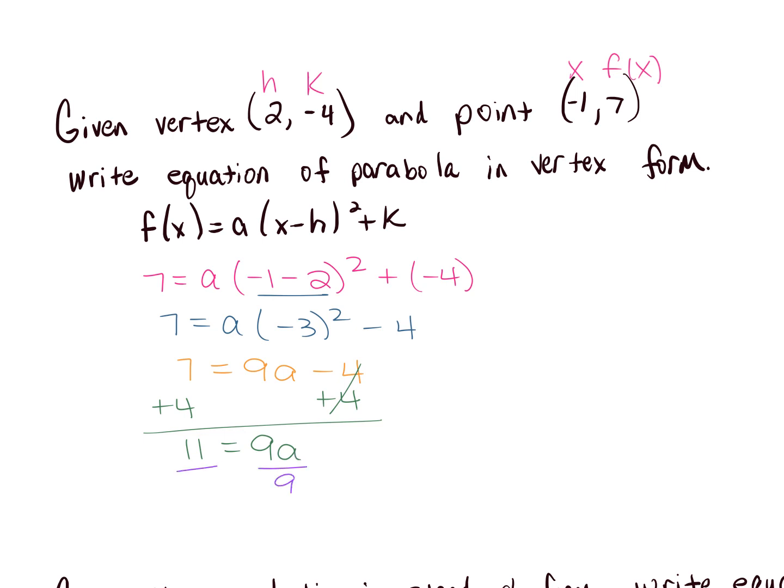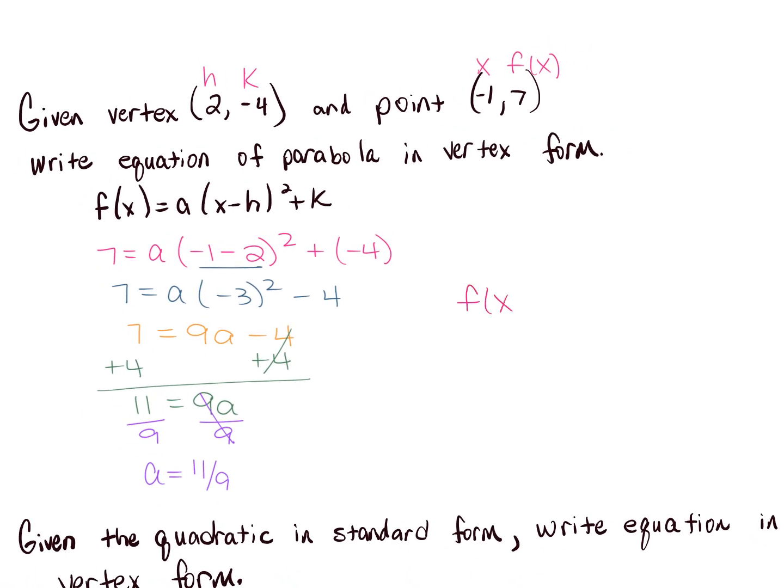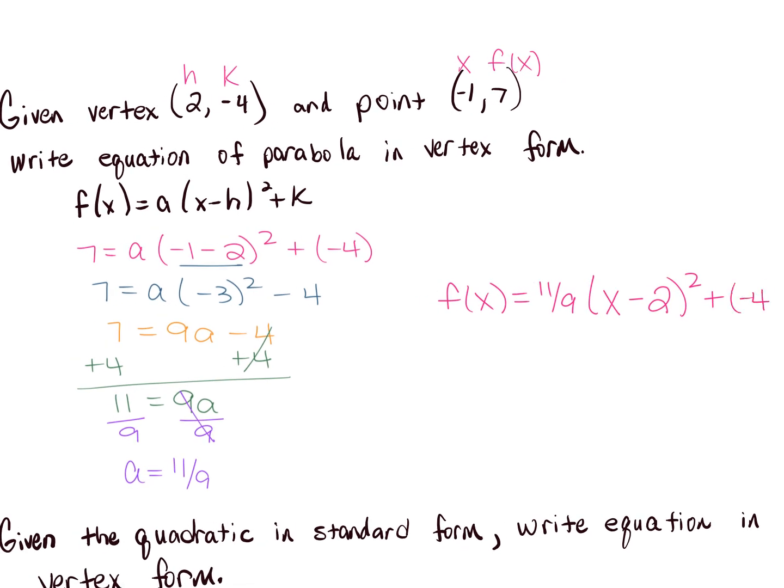From here, move your 9 over by dividing it from each side, and you get that a is equal to 11 over 9. So if you were to write this in vertex form, you would have f of x is equal to a, which we said is 11 over 9, times x, you're not changing that out, minus h, which is 2 squared, plus k, which is negative 4. We don't want the positive and the negative next to each other, so we're just rewriting this in simplest form to give us f of x is equal to 11 over 9 times x minus 2 squared minus 4.